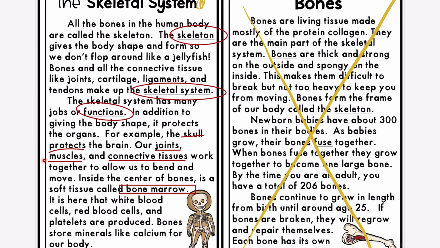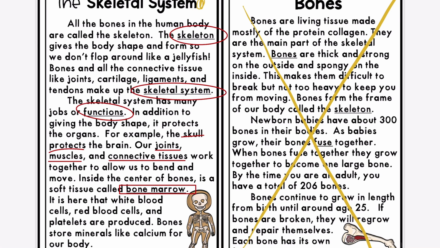Our joints, muscles, and connective tissues work together to allow us to bend and move. Inside the center of bones is a soft tissue called a bone marrow. It is here that white blood cells, red blood cells, and platelets are produced. Bones store minerals like calcium for our body.